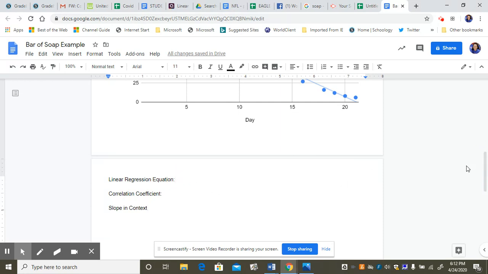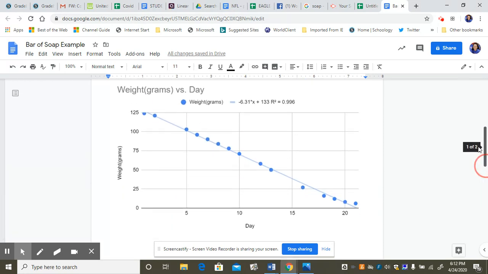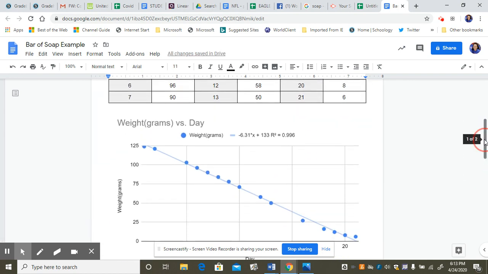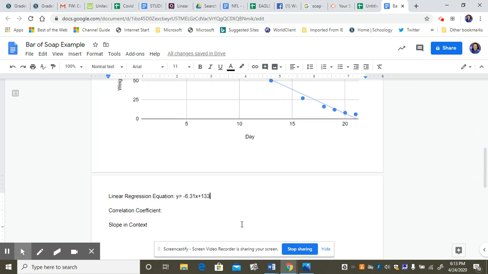So my linear regression equation, I'm going to have to look at it again. Y equals negative 6.31x plus, I think it was 133. I'll go back and look. Yep. The correlation coefficient, remember, it's just r. This is showing r squared. So to get the correlation coefficient, we want to take the square root. That is not the same as dividing by 2. You guys know that. Take the square root of 0.996 and you get a really strong correlation, 0.998. I'm going to even say r equals 0.998.